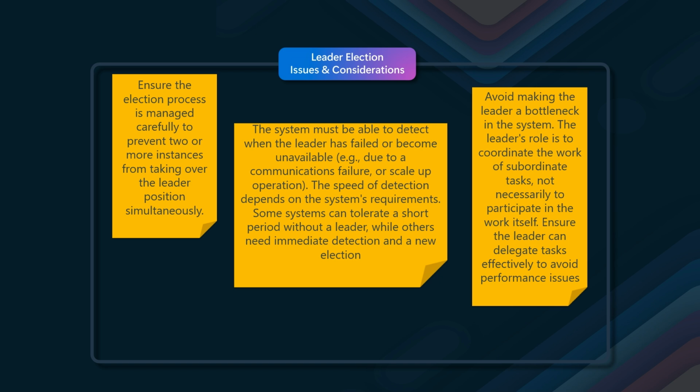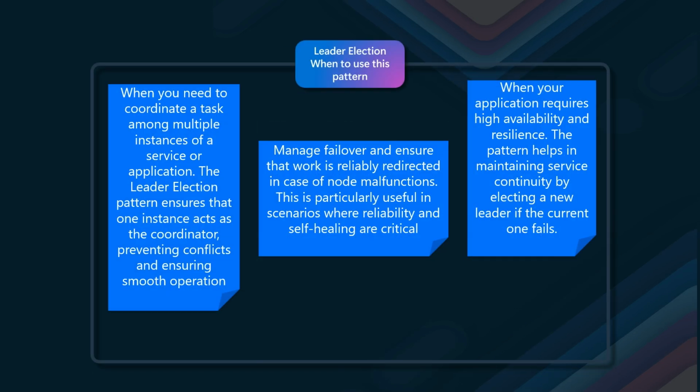By addressing these issues and considerations, you can effectively implement the leader election pattern to ensure reliable and efficient coordination in distributed systems. The leader election pattern should be used in the following scenarios. Task coordination: when you need to coordinate a task among multiple instances of a service or application, the leader election pattern ensures that one instance acts as a coordinator, preventing conflicts and ensuring smooth operation.